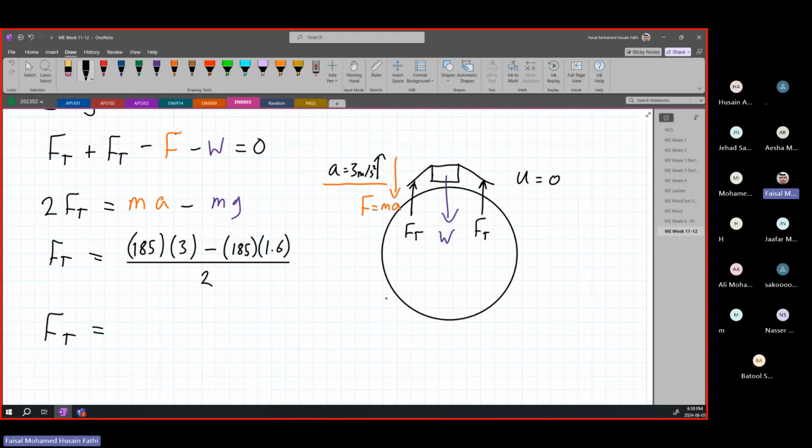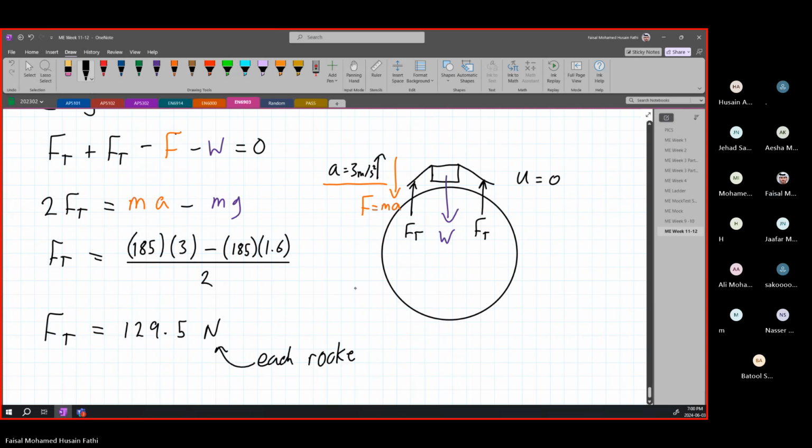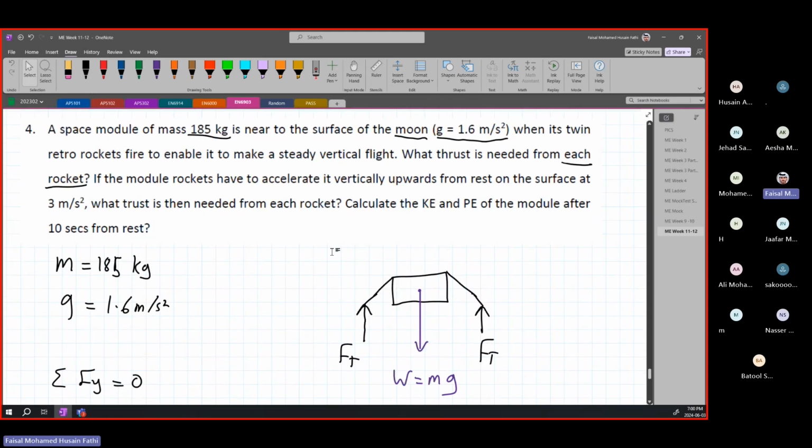Because we have a specific acceleration, we have to consider our inertial force F equals ma. So this is going to be 129.5 newtons for each rocket. Each rocket. If you want to find the total thrust force, you're going to multiply by 2 because you have 2 rockets. All right, very simple. Now, let's continue reading on.